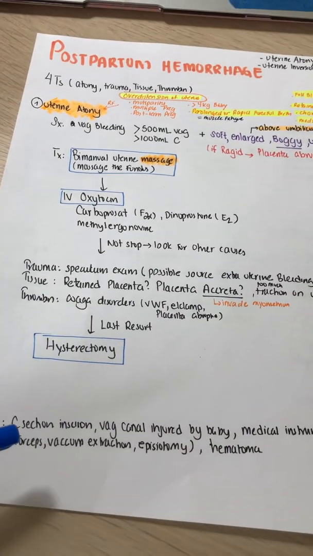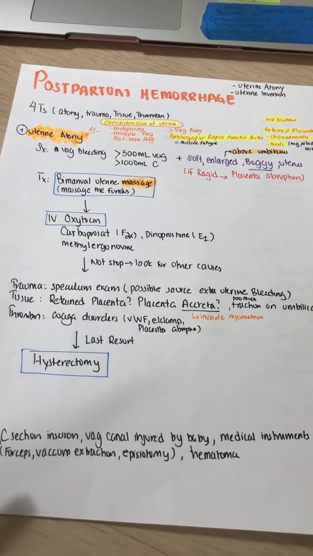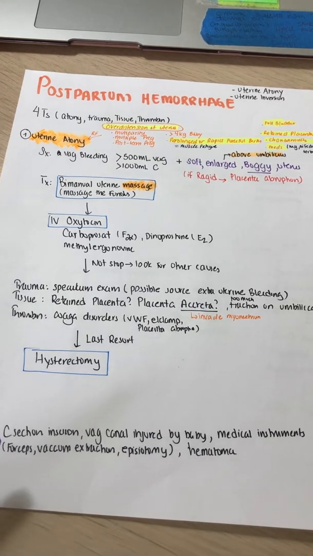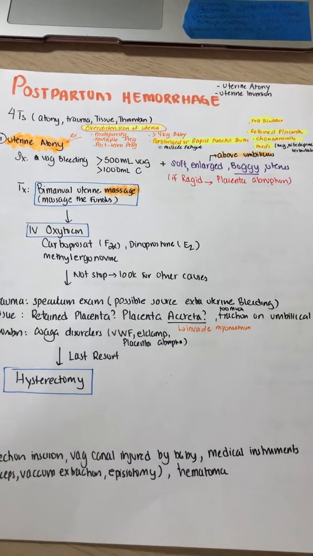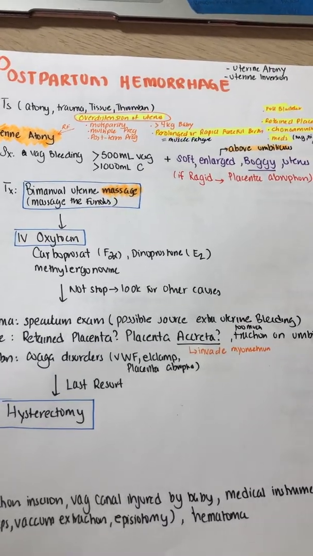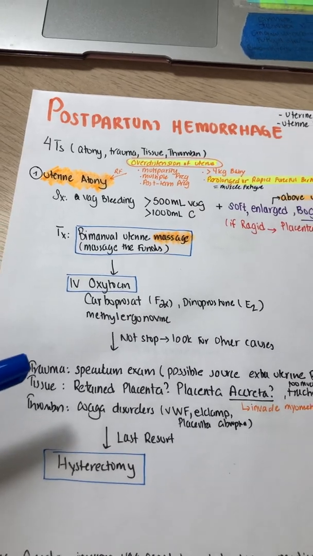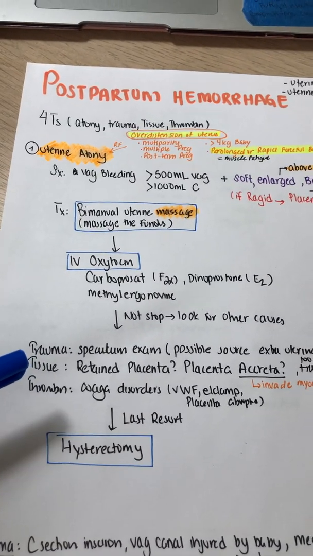So the causes of trauma are not that important information: C-section, vaginal canal, injury by baby, medical instrument, forceps, vacuum, episiotomy, and hematoma. Anytime the patient is bleeding, the first thing you think of is uterine atony. Then, is there a risk factor for trauma?